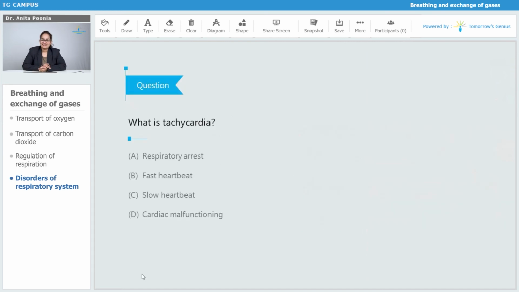So we have now come on to the next question. What is tachycardia? Respiratory arrest, fast heartbeat, slow heartbeat, or is it cardiac malfunctioning? And yes, the answer is tachycardia. Cardia is heart, so fast heartbeat. This is the answer. What is tachycardia? It is fast heartbeat.